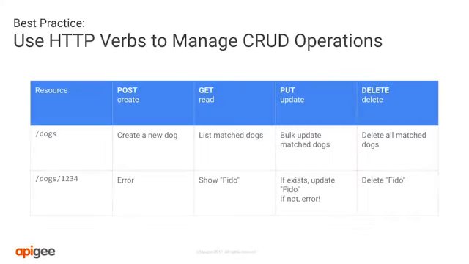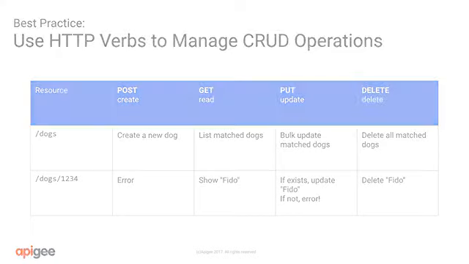As a best practice, stick with the 4 primary HTTP verbs when managing CRUD operations. These are POST, GET, PUT, and DELETE. Use POST when you are creating an entry, GET when you are retrieving an entry, PUT when you are updating an entry, and DELETE when, yep, you guessed it, deleting an entry. We at Apigee feel that sticking with these 4 verbs should cover all the capabilities you need in your APIs.